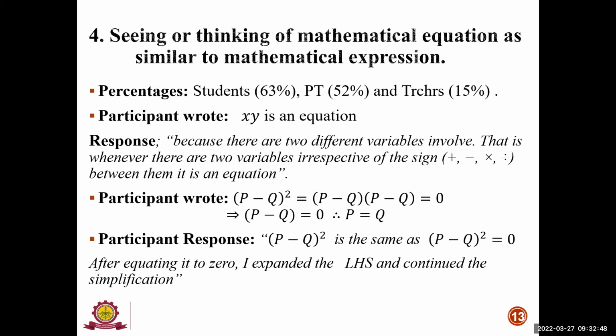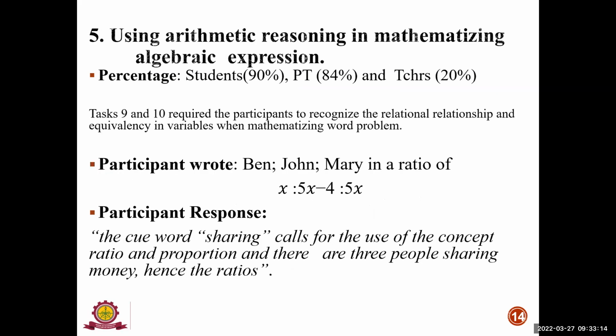The fourth one was seeing or thinking of a mathematical equation as similar to a mathematical expression. When the participants were asked the meaning of this expression, they said it's an equation. So the participants were not able to identify the difference between an equation and an expression, and another expression was treated as an equation. 63% of the students depicted this, while 52% of the prospective teachers and 15% of the teachers also depicted this. The fifth conceptual misunderstanding was that they use arithmetic reasoning in mathematizing algebraic expressions.